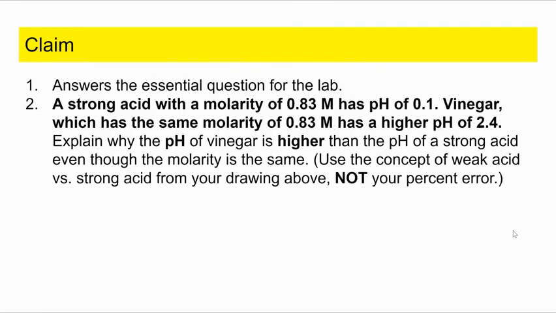Your last step in this lab is to write your claim. Make sure that your claim answers the essential question completely for the lab. And then the second part of your claim needs to answer the following question. A strong acid with a molarity of 0.83 has a pH of 0.1. Vinegar, which has the same molarity of 0.83, has a much higher pH of 2.4. Explain why the pH of vinegar is higher than the pH of a strong acid, even though the molarity is the same.